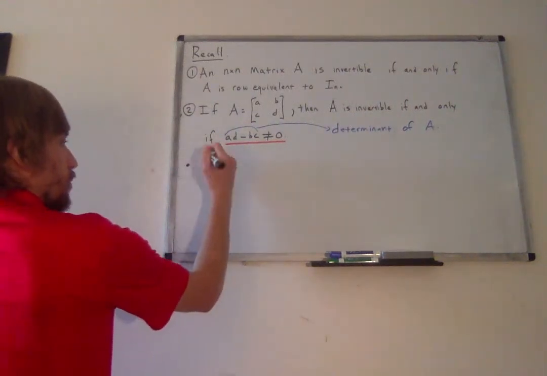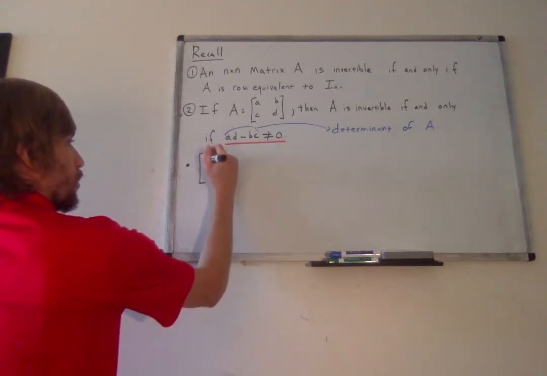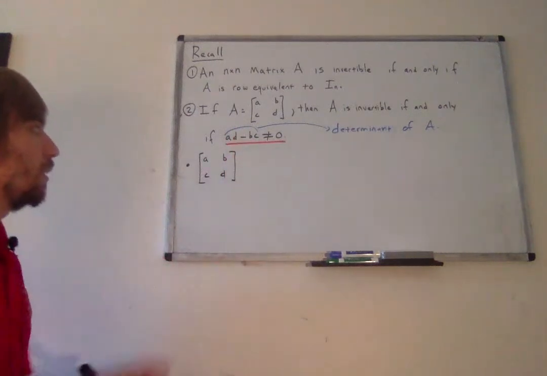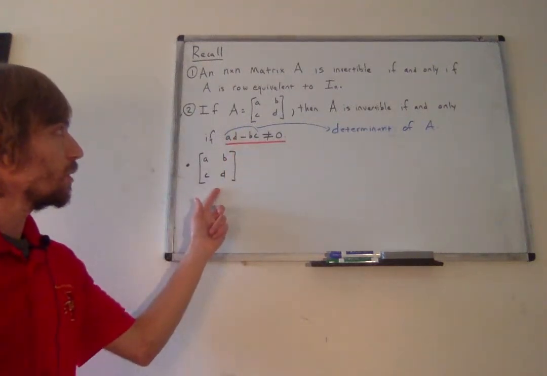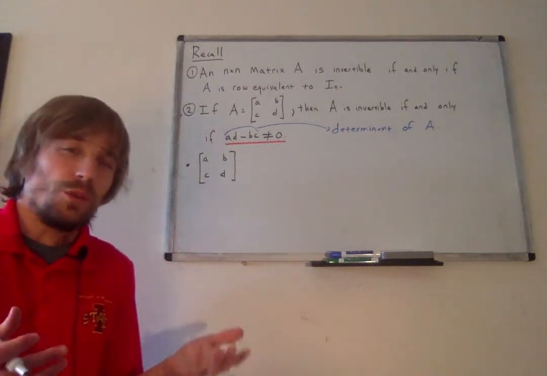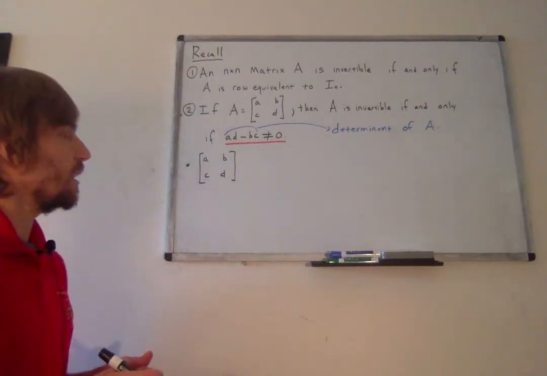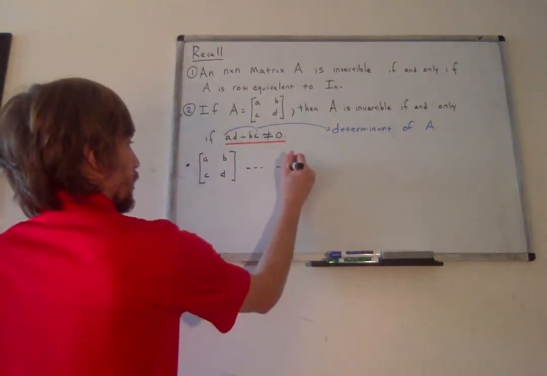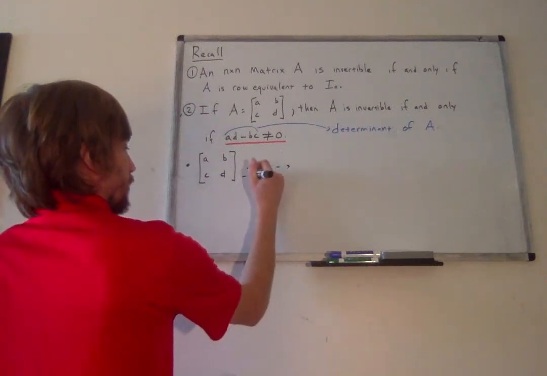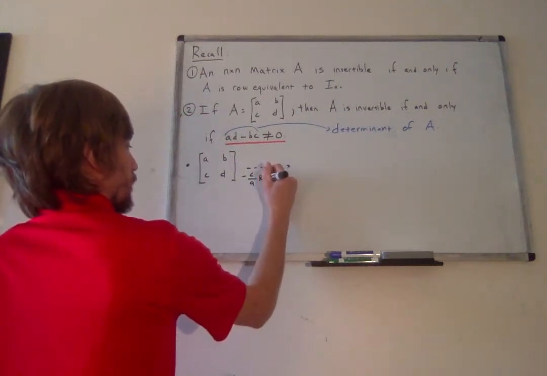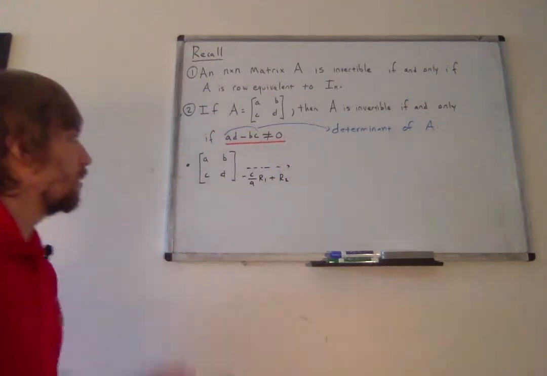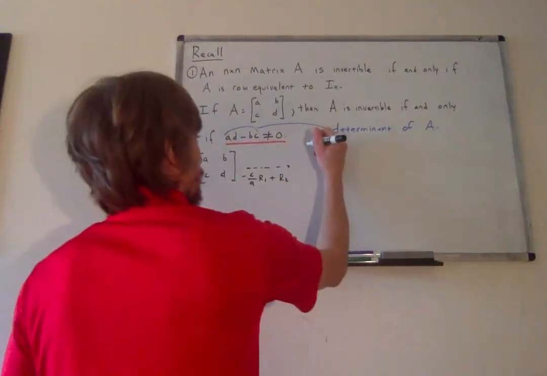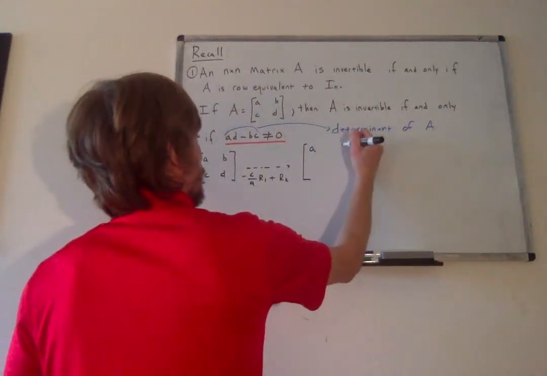So the way we're going to do this is we're actually just going to row reduce this matrix, going through the algorithm like I would be row reducing it to the identity. So I would probably do negative C over A row 1 plus row 2, right? Because I want to clear out that C. All right, so after doing this, I get the following matrix.